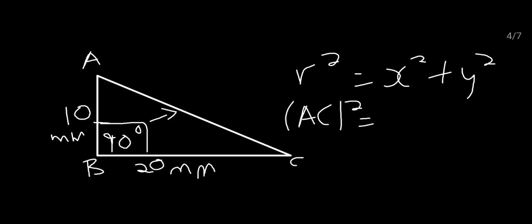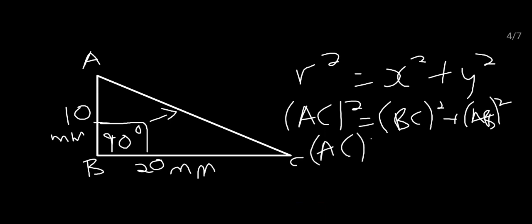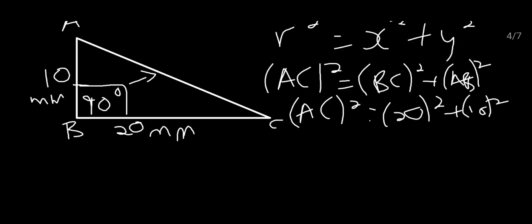So AC squared equals BC squared plus AB squared. AC I'm just going to leave as AC, squared equals BC, which is 20. So 20 squared, then plus AB, which is 10, then squared. Then AC squared equals 20 squared, which is 400, plus 16 squared. What is 16 squared? 256.